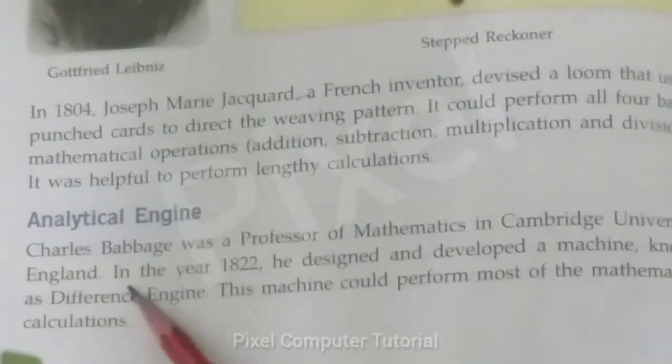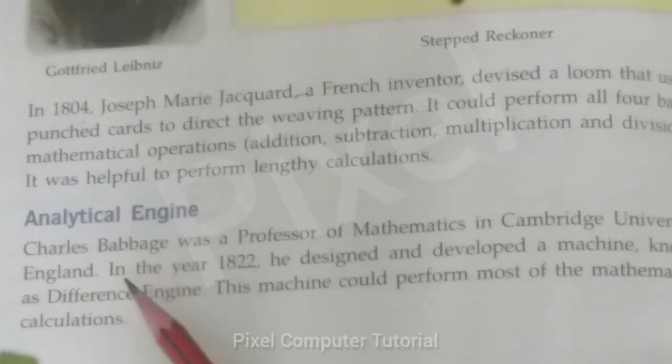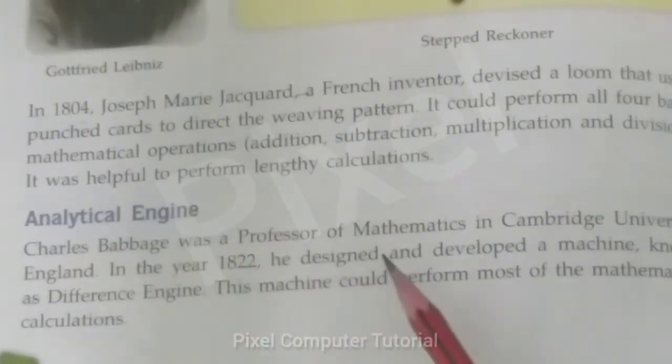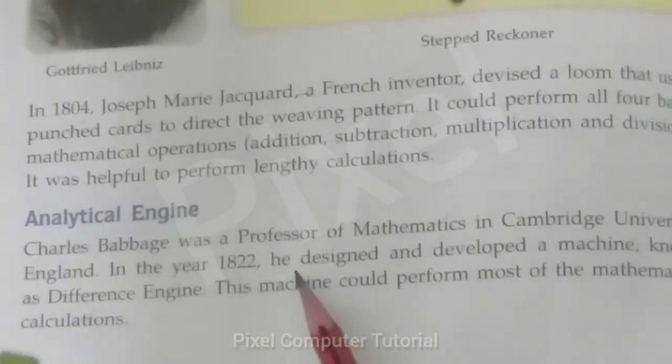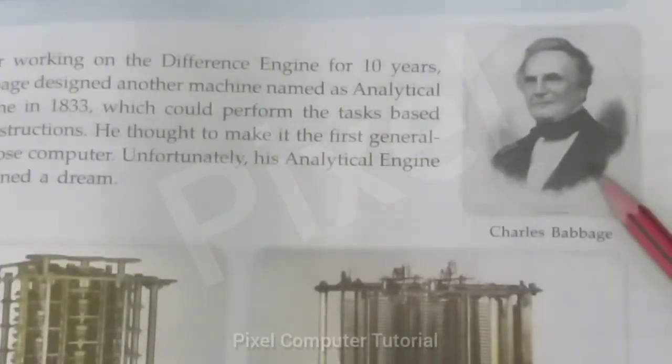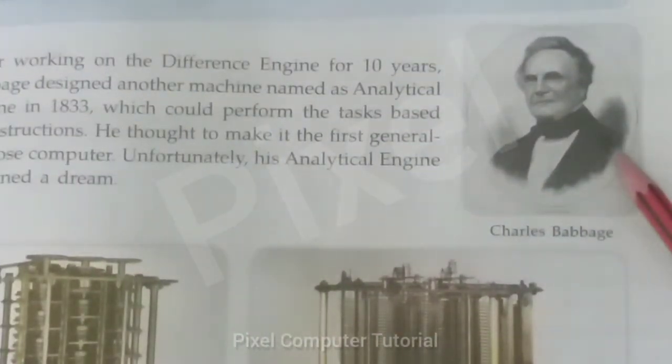Alright, so the most important person we are going to talk about is Charles Babbage. Charles Babbage was a professor of mathematics at Cambridge University, England. In the year 1822, he designed and developed a machine known as the difference engine. This machine could perform most of the mathematical calculations. So this is Charles Babbage, who found this, which could perform all the mathematical calculations.